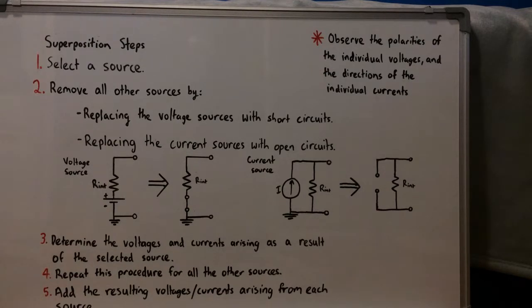Step 3 is to determine the voltages and currents arising as a result of the selected source. Step 4 is to repeat this procedure for all other sources. Step 5 is the final step and is to add all the resulting voltages and currents arising from each source. Also keep in mind to observe the polarities of the individual voltages and directions of the individual currents.